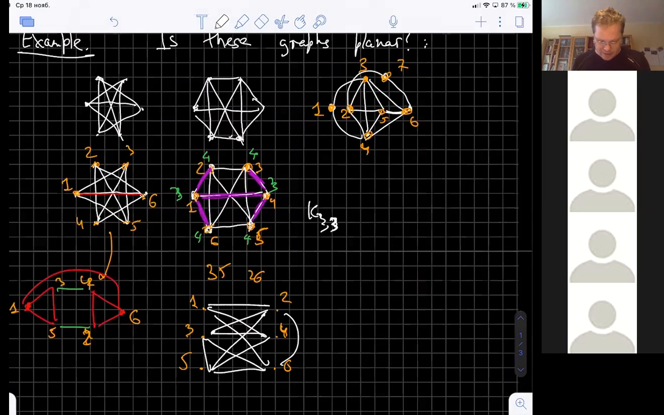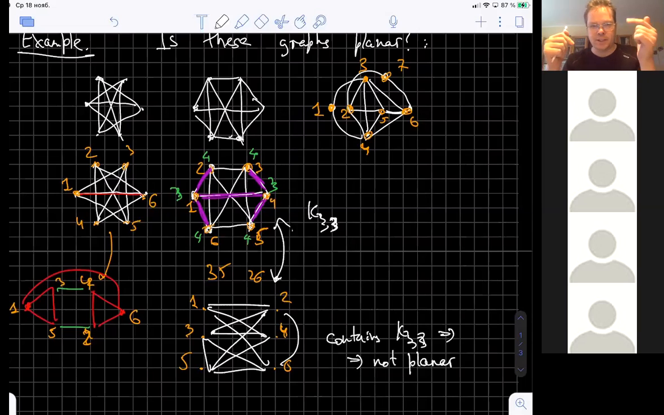So this is the same graph, and this graph contains K3,3. Yeah, from 2 to 5 it overlaps the edges. Then it is not planar. Okay. So if we get rid of the two edges 2, 6, and 3, 5, we get exactly the K3,3 graph, and it's not planar. So this graph is also not a planar graph. Okay.